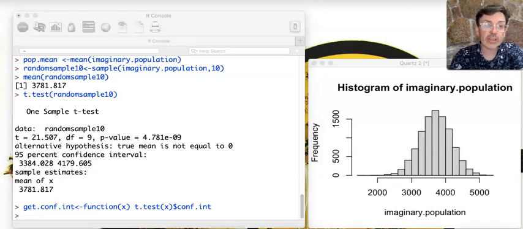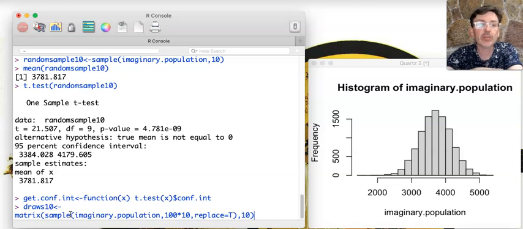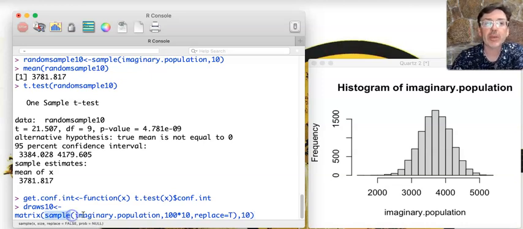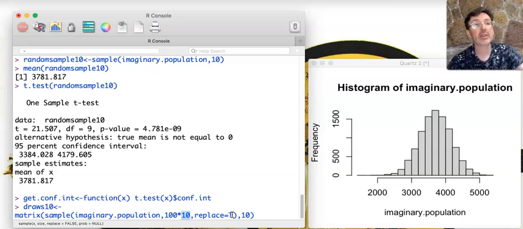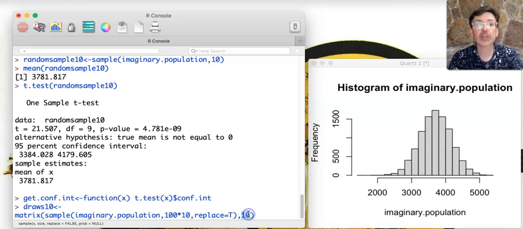Now, I'm going to need to create some data, and instead of sampling just one at a time, I'm going to make 100 samples at a time. So I'm going to sample my imaginary population, taking 100 samples of 10 with replacement, so that every time I take them out, the numbers go back into the bin. Then I'm going to feed those numbers into a matrix, with each of those groups divided into groups of 10.